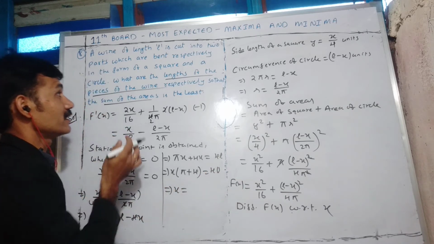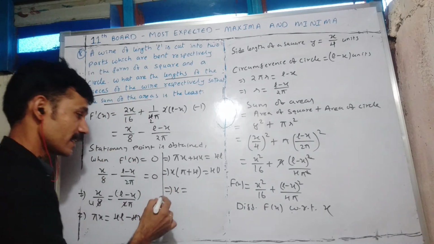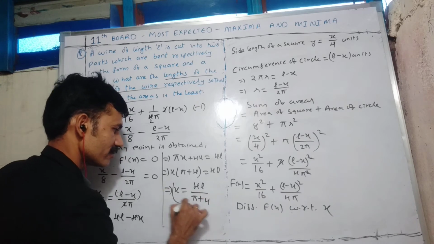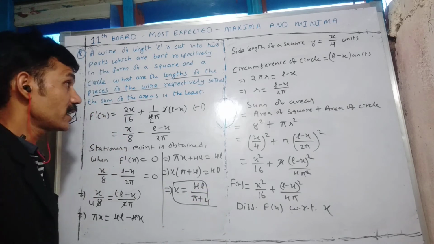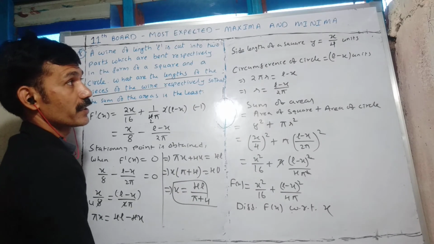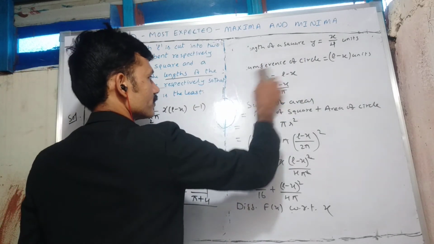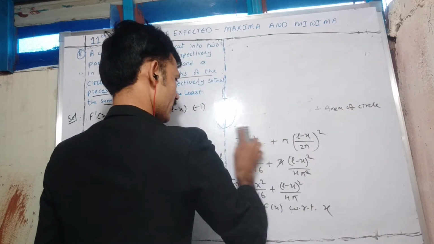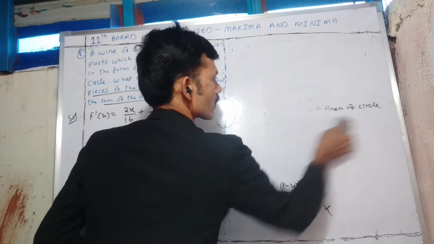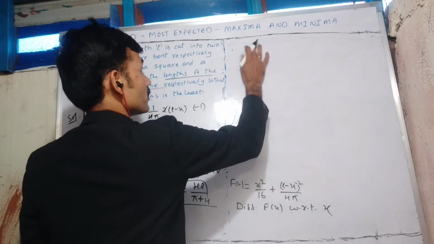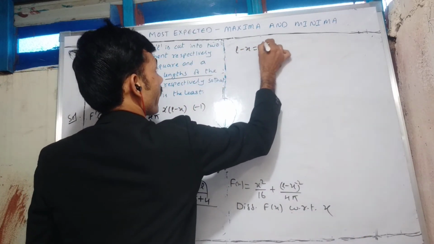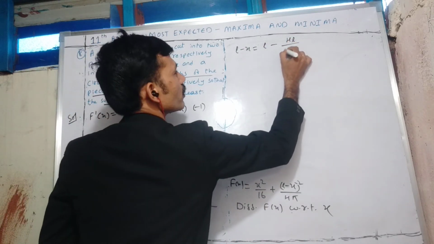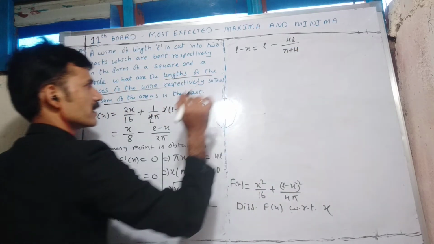So one part length, I have to find length of each piece. One piece length is 4 times L upon π plus 4. So another piece length we have to find, that is L minus x we have to find. Another piece length, which is formed a circle. A circle is formed like that. Okay, L minus x we have to calculate. x how much we got? 4 times L upon 4 plus π, or π plus 4.